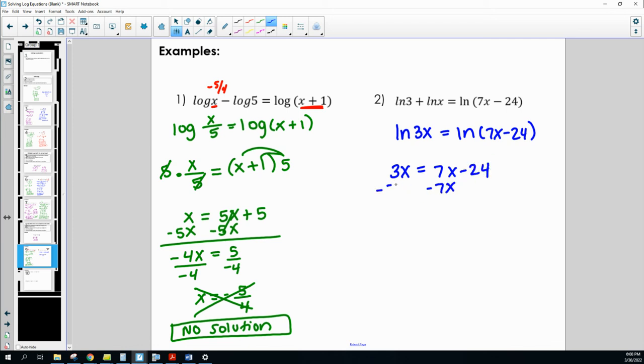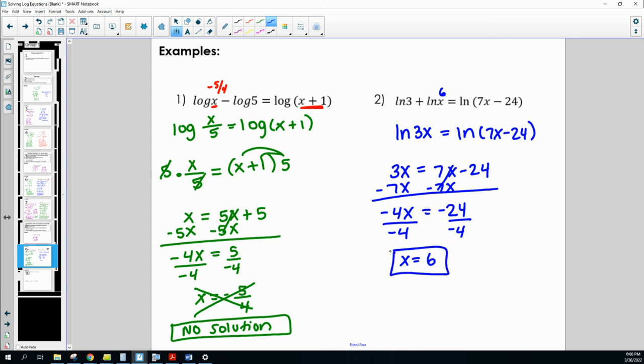Subtract 7x. So negative 4x equals negative 24. Divide by negative 4. X is equal to 6. I go check my arguments. If I plug a 6 here, it's positive. If I plug a 6 here, this whole value is positive. So that is a good answer.